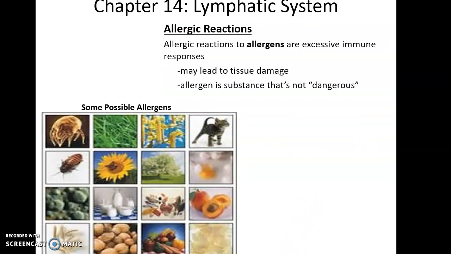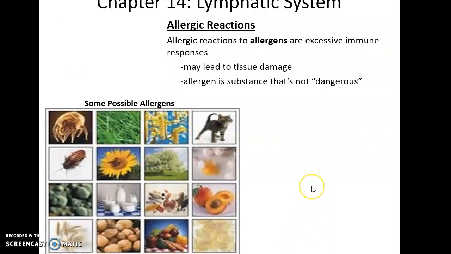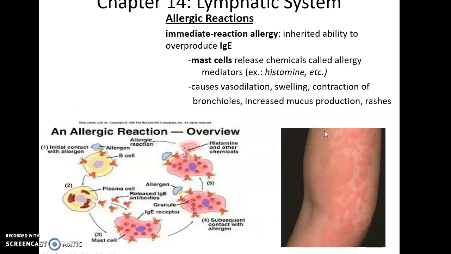Allergies. Allergies are when our body has an immune response to something called an allergen that is not bad for us, that is not going to cause problems. So we have an excessive immune response to something that's not dangerous. It can include, say, the venom in bee stings, dust, pollen, pets, furry animals, some foods, nuts, gluten, grass, etc.